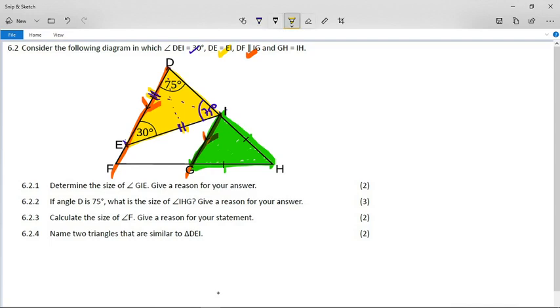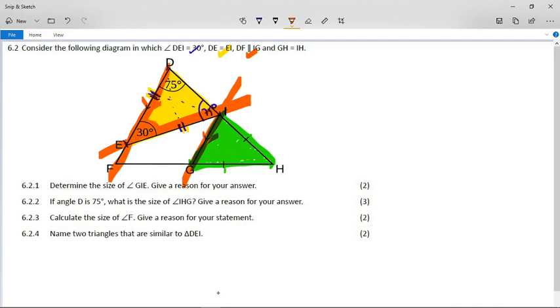Now let's have a look at these parallel lines here. Okay, here is my parallel line DF. Here is my parallel line IG, which makes this line here the transversal that cuts them. Now what do we know about parallel lines? We know co-interior angles, but we don't have a co-interior angle because this transversal is too long. We know corresponding angles, but this angle is outside the triangle, so that won't work.